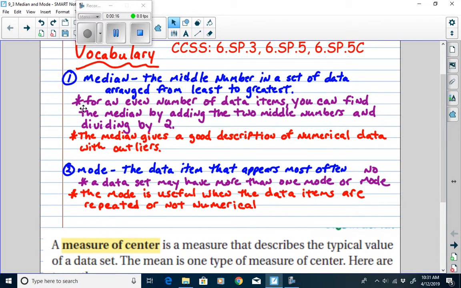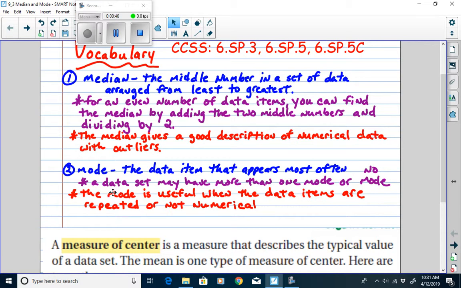First key point here about the median. For an even number of data items, you can find the median by adding the two middle numbers and dividing by 2. Another key item for the median is that the median gives a good description of numerical data with outliers. The mode is the data item that appears most often.